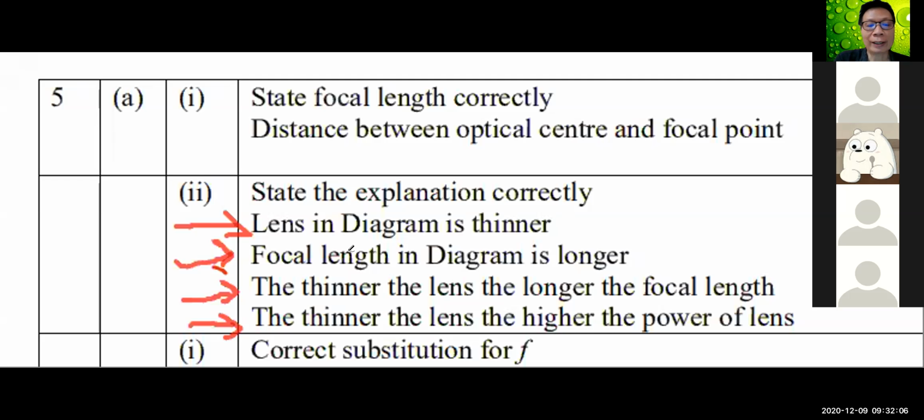The third point is correct here. The thicker the lens, the higher the power. Yes. And the last point. Ping Hao typed again. Lens used in diagram B is thicker. The thicker the lens, the higher the power. Yes.